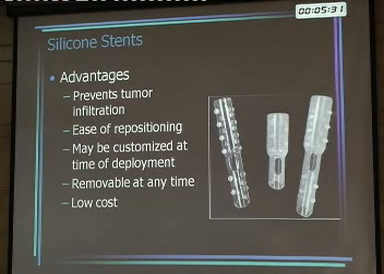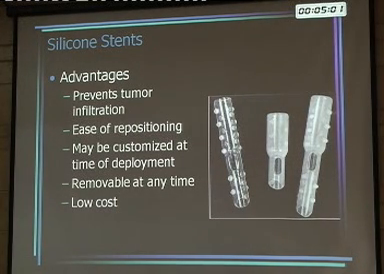So advantages of silicone stent, they don't have a mesh, so they don't let tumor in. They're easy to place and reposition. You can fold them, remove them, reposition them as much as you can. The metallic stent, you can't do that. Once it's deployed, you can only pull them back, and you cannot remove them. Once you remove them, they're done. This you can remove and redeploy. They can be customized. There are some holes that we made for the right upper lobe, and they can be removed at any time.